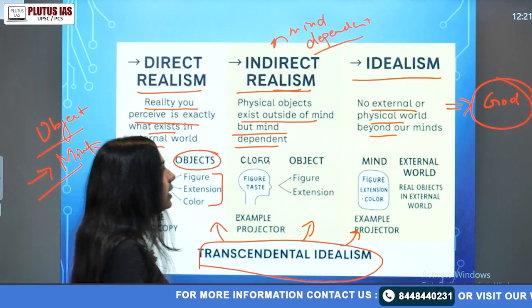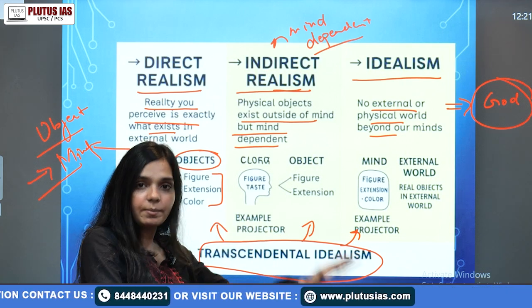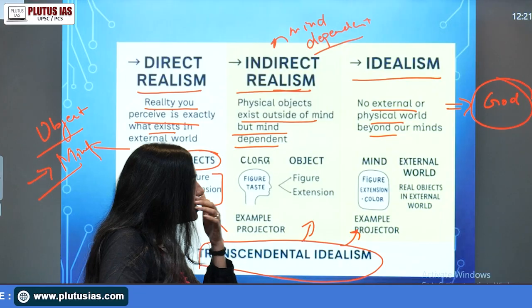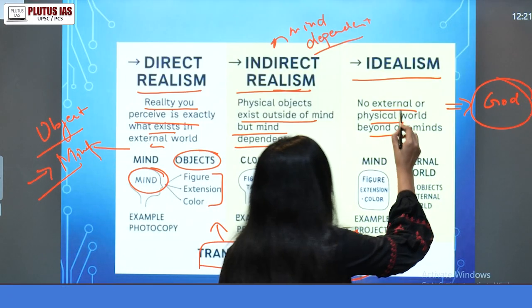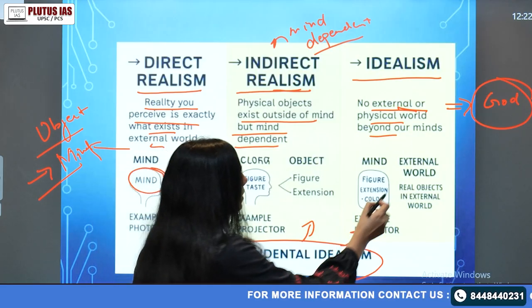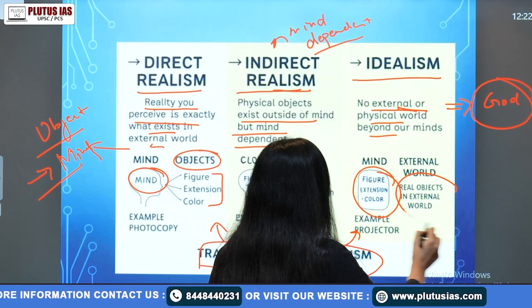So basically, every object which is existing beyond our mind, existing in themselves, that is what? Idealist, right? So no external or physical world beyond our minds. Understood? So basically, mind, that is figure, extension, and color, and the external world, real objects in the external world, right?